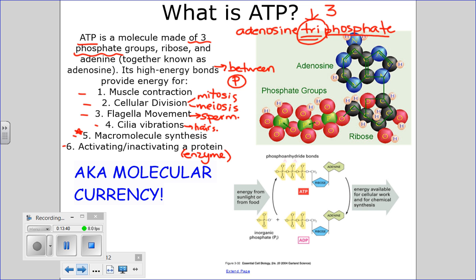So it's quite common to refer to ATP as molecular currency. It's like money your cells use to purchase things like being able to move and acquiring food and removing waste. Now, these are not the only things in the universe that ATP is used for. This is just a selection.